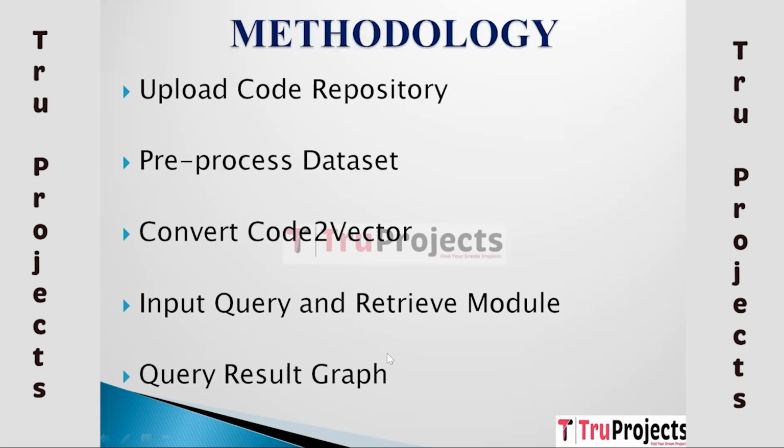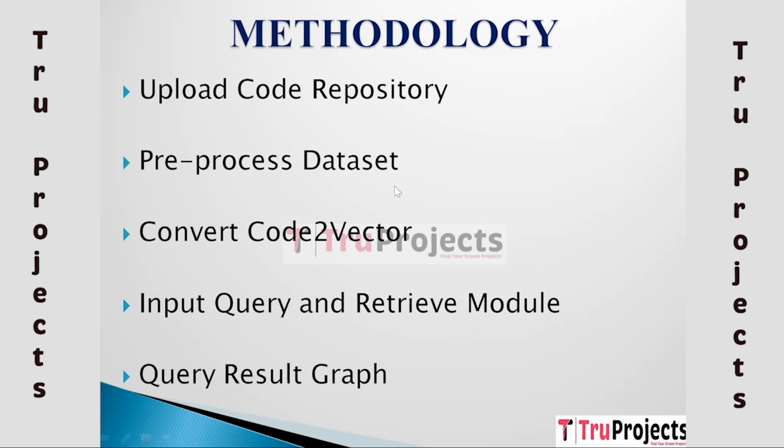Methodology. To implement this project, we have designed the following modules. The first module is Upload Code Repository. In this module, the system allows the user to upload a code repository directory that contains multiple programs, each implementing different logics. The code repository serves as the dataset for training the cognitive agent system. Each program is associated with the program name, which acts as the training label, and the code itself, which serves as the training data.